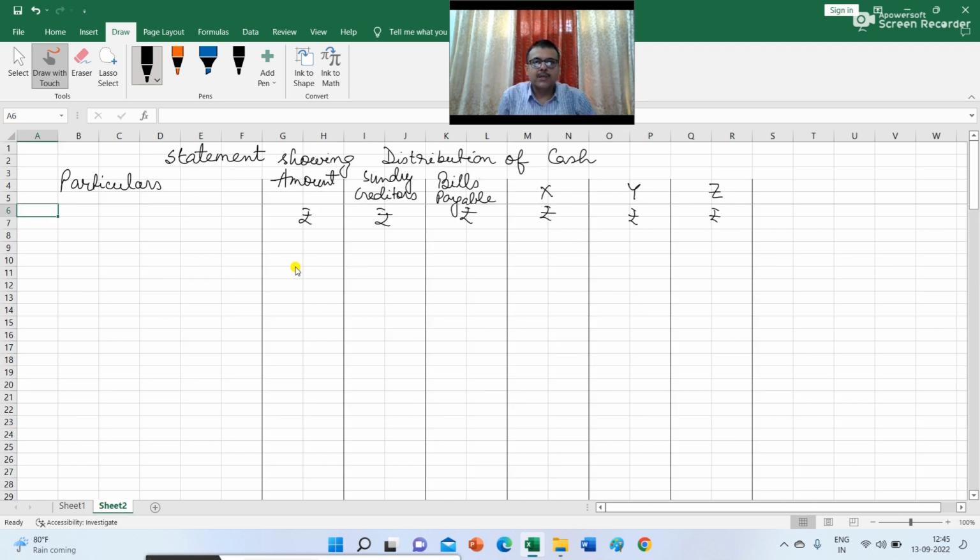Next, here I have prepared a table statement showing distribution of cash. So in the first column I have written the particulars, then amount. So this is the gross amount we are going to write. Then the amount of sundry creditors, bills payable and capital of X, Y and Z. So we have a balance brought forward of sundry creditors is 10,000. 6,000 is the amount due to bills payable. 31,000 is the capital of X on the date of dissolution. 20,000 is the capital of Y and 6,000 is the capital of Z.